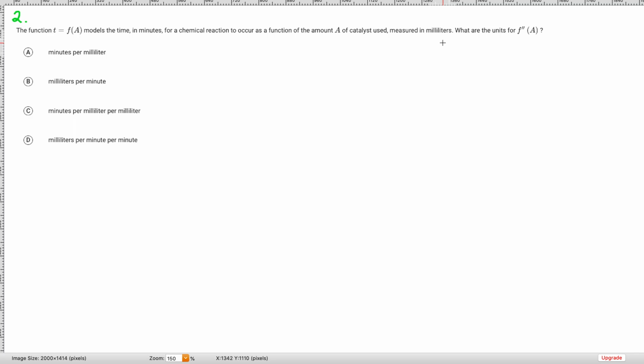So like you put in, I don't know, a half a gallon of this catalyst, it'll take a minute, and that's the y value. That's the y value out, the time it takes for this reaction to occur. And then this is the x value. This is the amount you put in. So you put in, like, one half of a milliliter, let's say. It's measured in milliliters. It'll take some time.